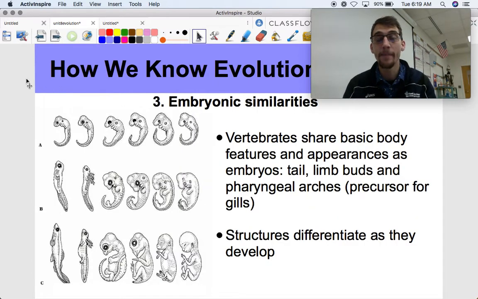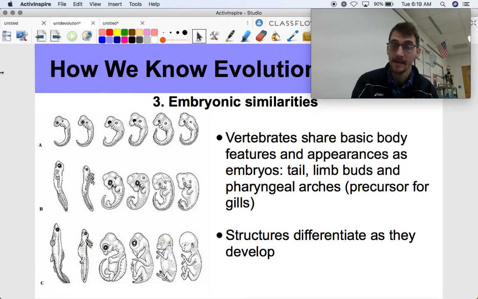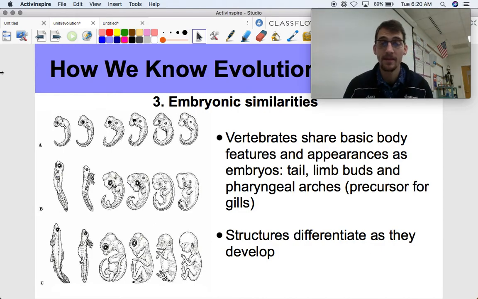Our third is embryonic similarities. Okay? Vertebrates, which are animals with a backbone like us, right, share basic body features and appearances as embryos. So as an embryo, meaning like shortly after conception and fertilization, and once you start to develop into a multicellular organism here, you're going to have a tail, you're going to have limb buds, and you're going to also have pharyngeal arches, which are kind of the precursors to having gills. Okay, so you had quasi-gills and a tail at some point in your life. And so did I, so did every other vertebrate that we've ever seen, actually.